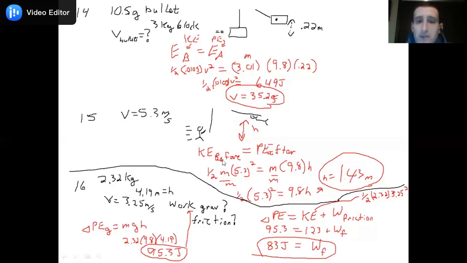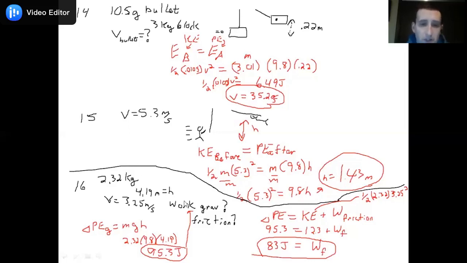Her kinetic energy before is going to equal her potential energy after. It's 1/2 mv squared. We're told the velocity she comes in at, 5.3. And then it's mgh. We don't know h. But we've got the m on both sides, which is the same. So the m drops out. We have 1/2 times 5.3 squared equals 9.8 h. And we get an h of 1.43.